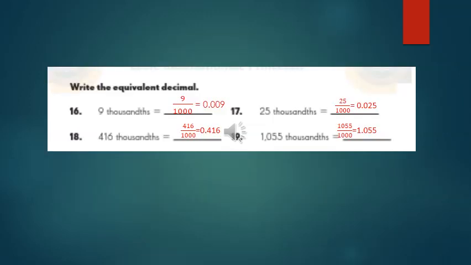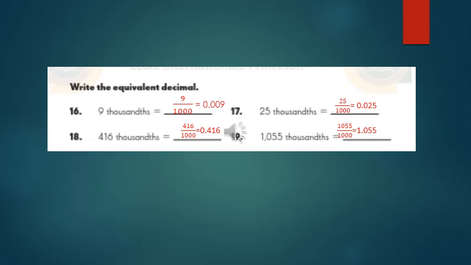Let's move to another example. This is from your booklet, how to write the equivalent decimal for the given questions. In the first one, which is number 16, we have 9 thousandth. There is a big difference between 9 thousands that ends with ds and this one which ends with dths. 9 thousands means 9 and 3 zeros, 9,000. And here 9 thousandths means 9 over 1,000, which is a decimal.